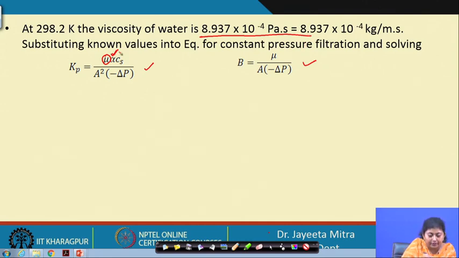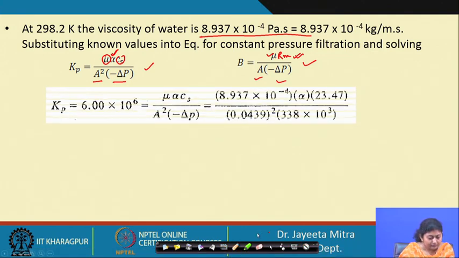Alpha we need to find out, the specific cake resistance. Cs is given, area is given, delta P is given, which is constant. Here also, B will be mu into Rm by A minus delta P. So, mu is given, A is given, delta P is given, Rm we need to find. So, we will put this data. Kp is equal to 6 into 10 to the power 6, that is equal to mu alpha Cs by A square minus delta P.